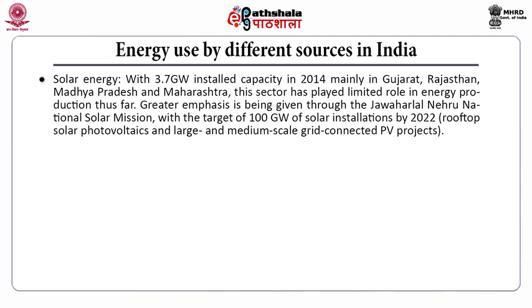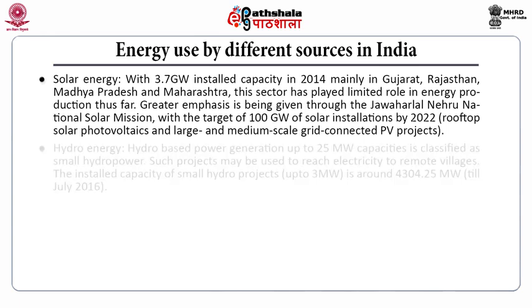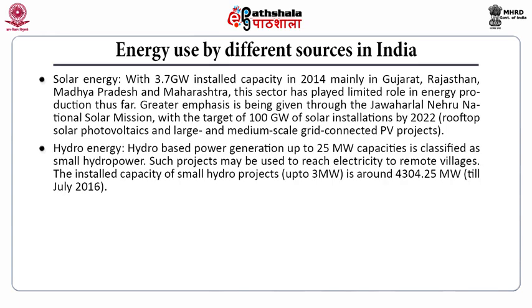Greater emphasis is being given through the Jawaharlal Nehru National Solar Mission with a target of 100 gigawatt of solar installation by 2022. It's mainly the rooftop solar photovoltaics and the large and medium scale grid connected photovoltaic projects. The hydro based power generation up to 25 megawatt capacity is classified as small hydropower. Such projects may be used to reach electricity to the remote villages. The installed capacity of small hydro projects up to 3 megawatt is around 4,304 megawatt till July 2016.